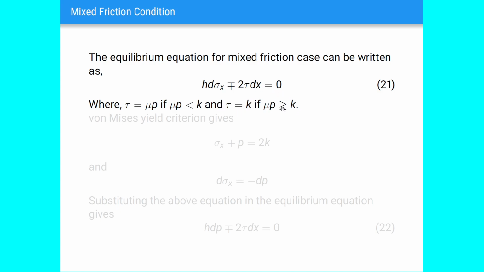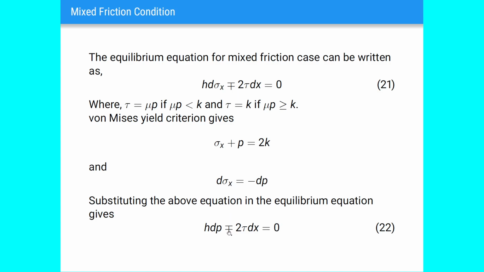In this case, let us try to apply the von Mises yield criteria again: sigma x plus p equal to 2k. Differentiating again, d sigma x equal to minus dp. Substituting this value in the equilibrium equation, that is equation number 21, you will get h dp minus plus twice of tau dx equal to 0. So you could get h dp equal to minus plus twice of tau dx equal to 0.